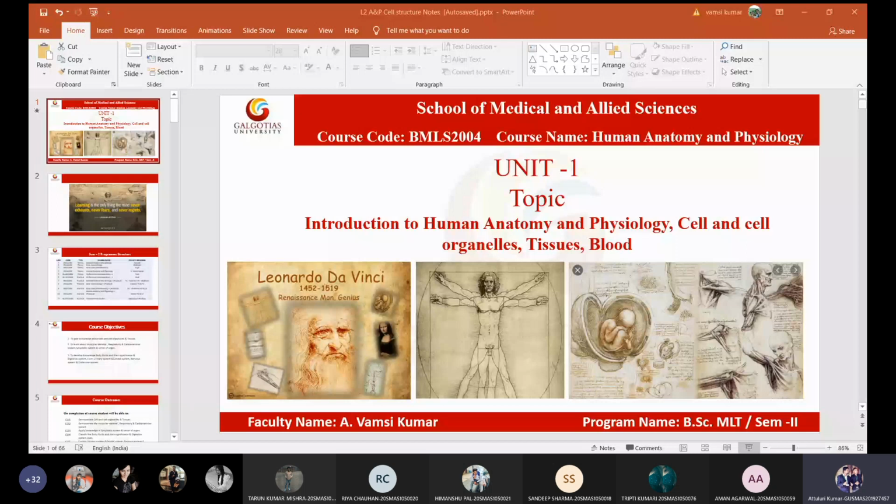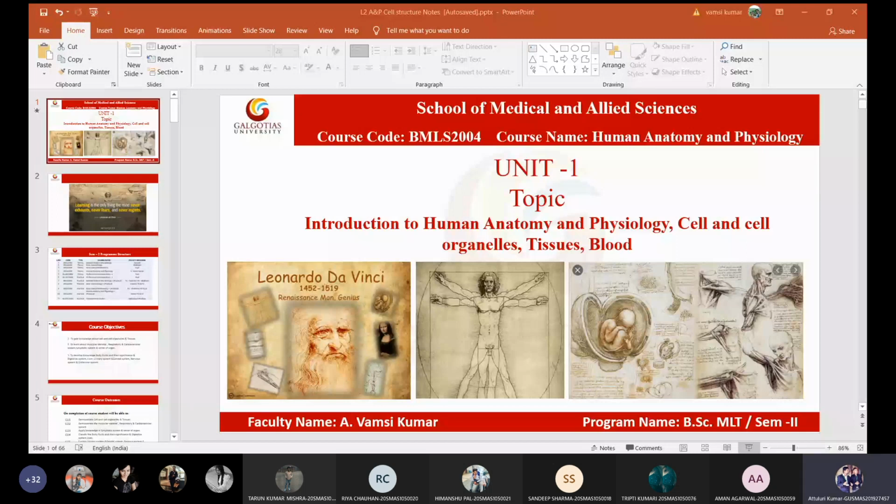So I'm coming to the types of tissues. We have broadly 4 types of tissue in our body. Those include epithelial tissue, connective tissue, muscular tissue, and nervous tissue. These are the 4 broad categories of tissues we have in our body. Now let me give you short examples of each tissue.